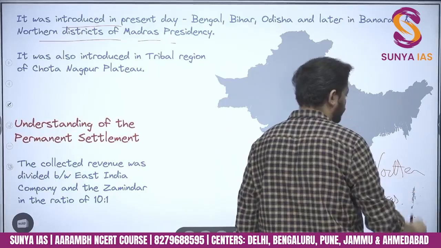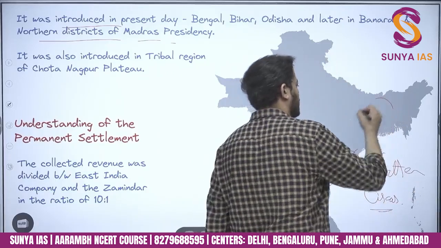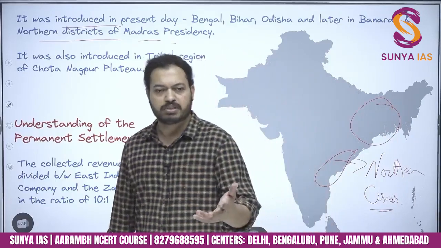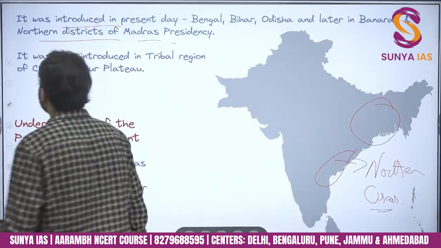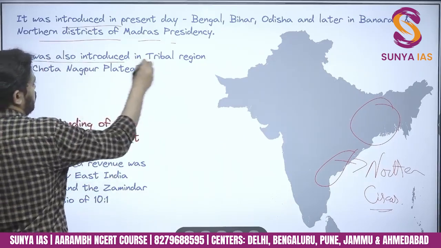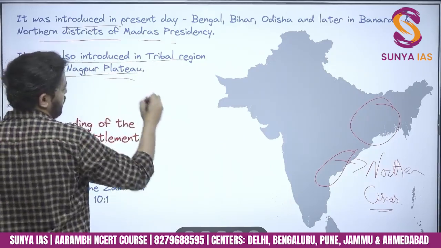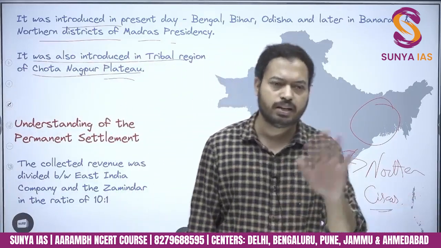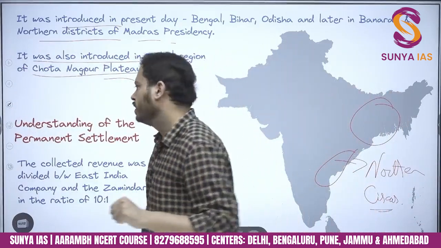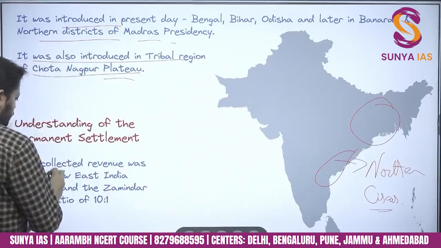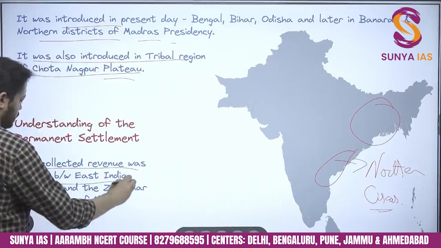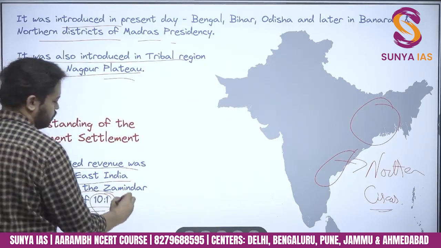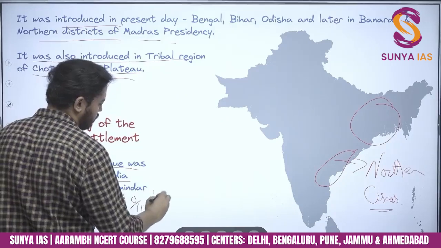This was taken over from Hyderabad. Otherwise, back then Bihar included Bihar, Bengal, and northern Odisha, present day northern Odisha. Okay, so all that region. It was also introduced in the tribal region of the Chota Nagpur Plateau, and that actually led to the rebellions in 1830 and 1855. We have already discussed. Okay. The collective revenue was divided between the East India Company and the zamindar in the ratio of 10:1. The ratio of 10:1 is only 10/11 and 1/11.